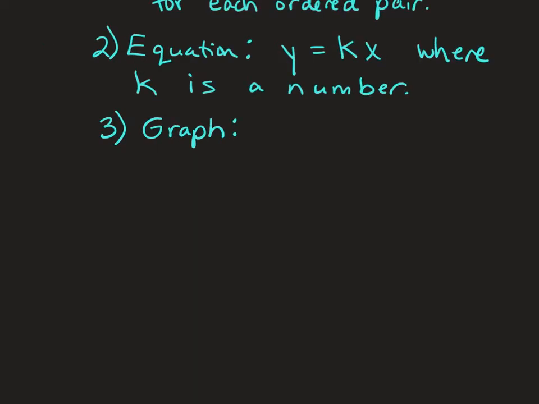The third way we can see a proportional relationship is in a graph. There are two things we look for in a graph. We look to see if it is a straight line and that it goes through the origin. It goes through 0, 0.